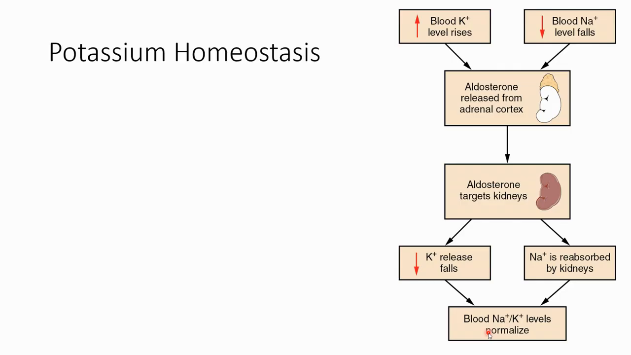Now let's take a look at potassium. So you've got blood potassium levels rise. That's going to cause aldosterone to be released from the adrenal cortex. And keep in mind, sodium and potassium do the opposite thing. So if you have a high blood potassium, that means you're going to have a low blood sodium. The aldosterone is going to target the kidneys, and the potassium levels will fall, and the sodium is going to be reabsorbed. That's going to cause sodium and potassium levels to go back to normal.